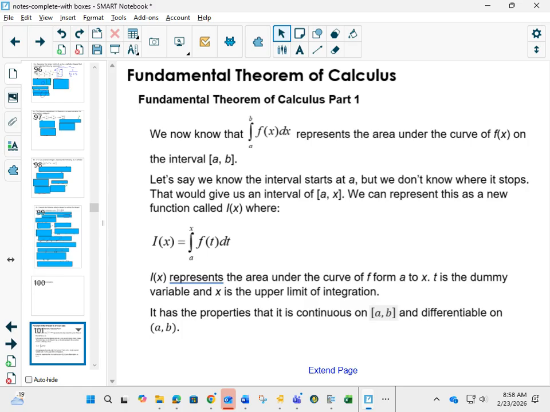So now we make a function. In the video they said g of x, I have I of x, it doesn't matter what we call this function. But if we started at a and went up to some variable x, and x could change, we would get different values based on different values for x.